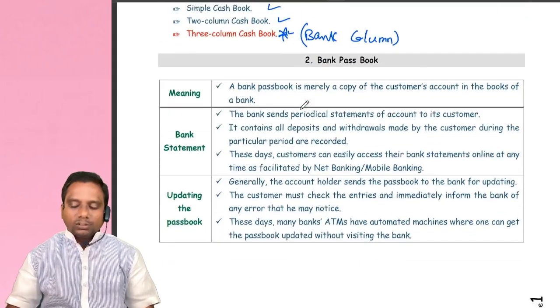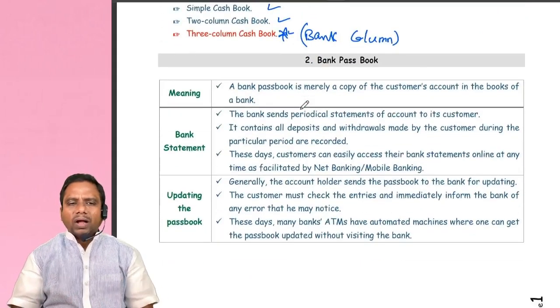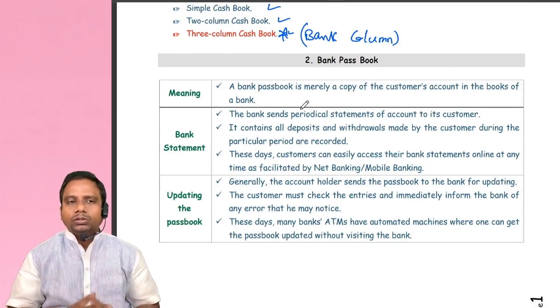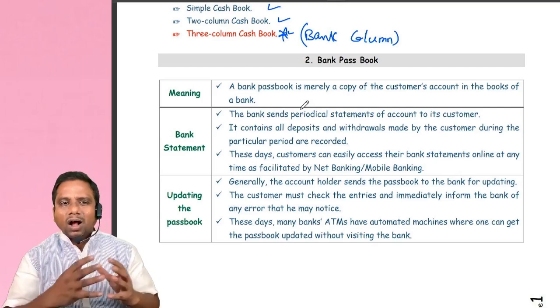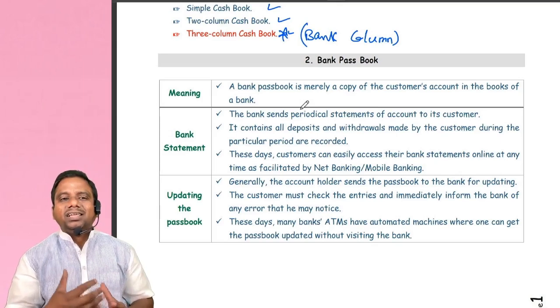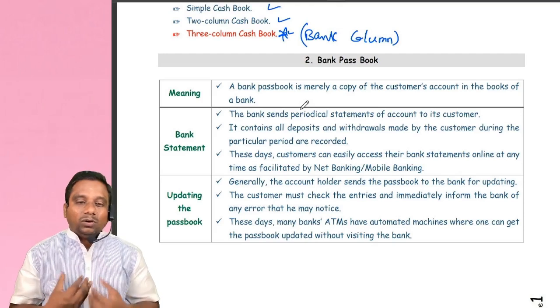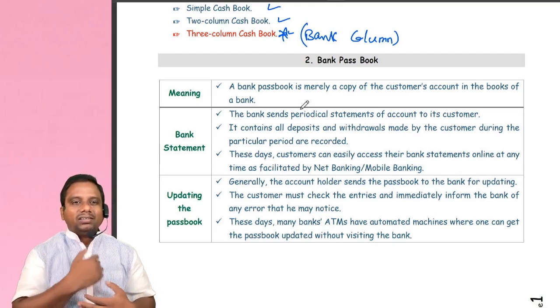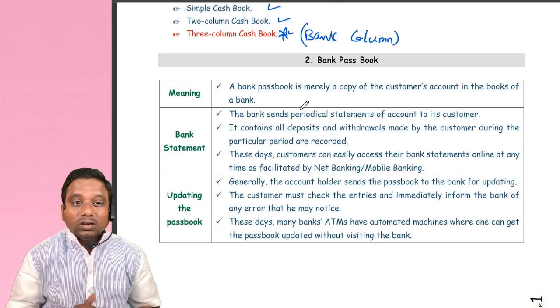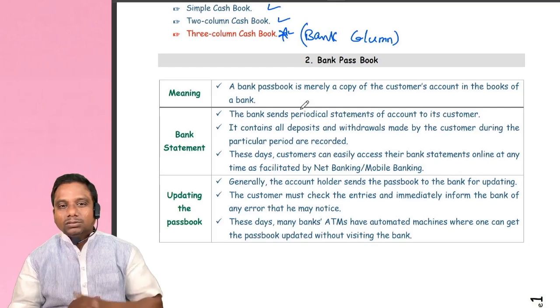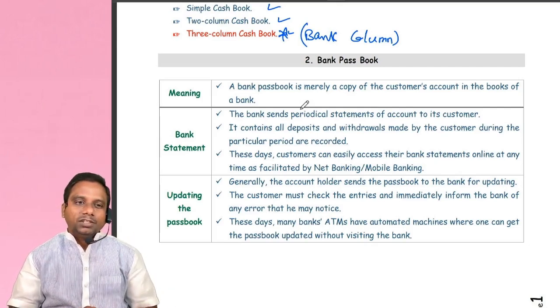Now look at the bank passbook. Whenever you open an account with the bank, the bank will give you a small book. To put it simply, the passbook is nothing but how the bank is recording the transactions in their books. I have deposited 1 lakh rupees in my bank. I am recording this 1 lakh in the cash book. Whether the bank is recording this 1 lakh rupees in the bank books or not, for the evidence of that, they are giving you a passbook. So this passbook is nothing but a copy of the ledger.